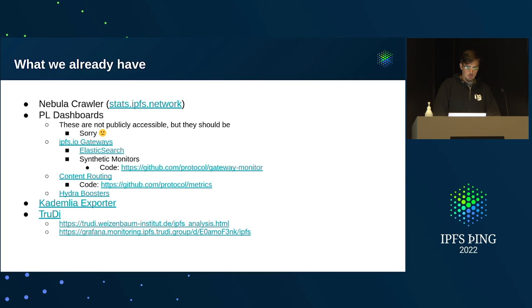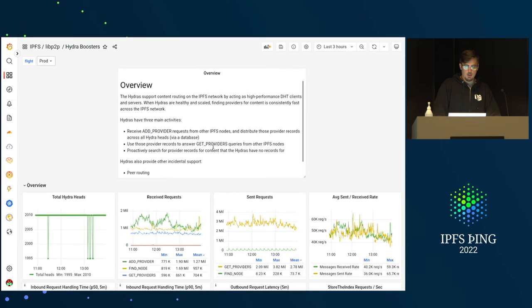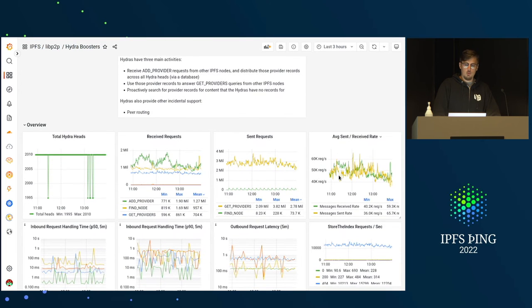The Hydras that we run, for those of you who aren't familiar, the Hydras are DHT nodes that are scaled up so that any DHT query has a very high probability of hitting a Hydra node. And so they have a really good view of the network from a DHT perspective. So you can see they process a ton of requests. We can get a good idea of how much traffic is flowing around in the network just from this graph alone.